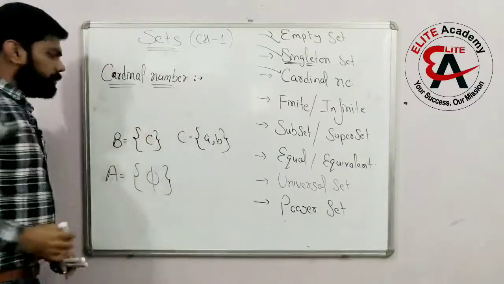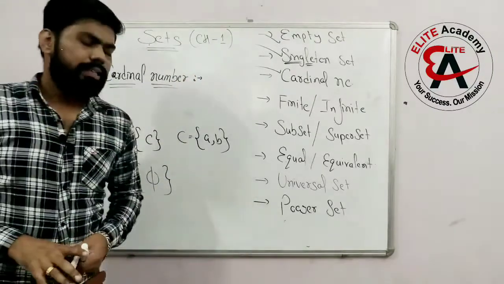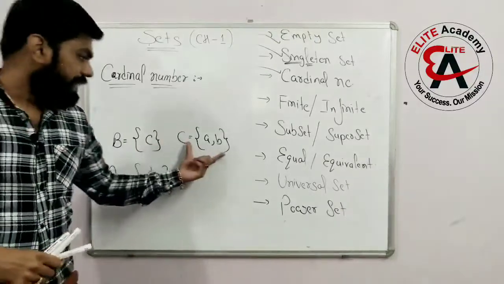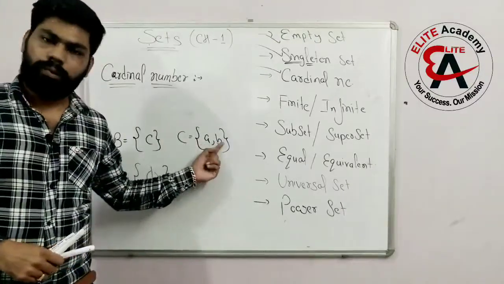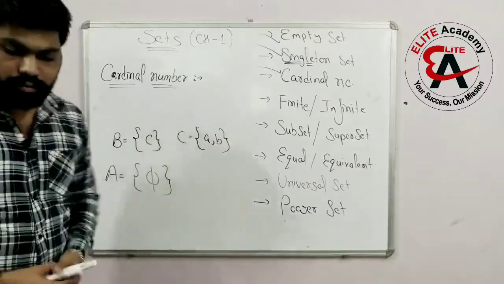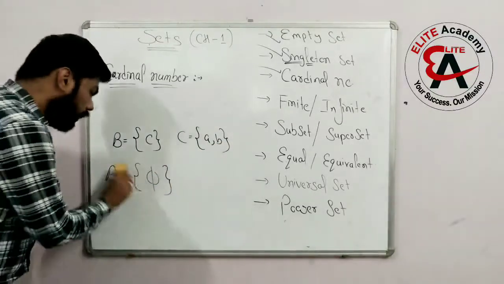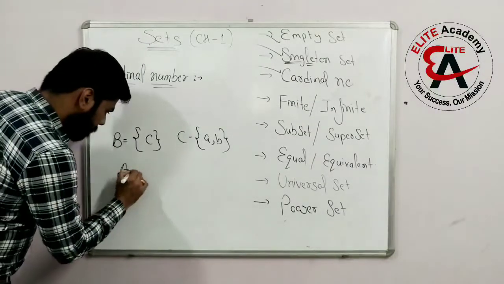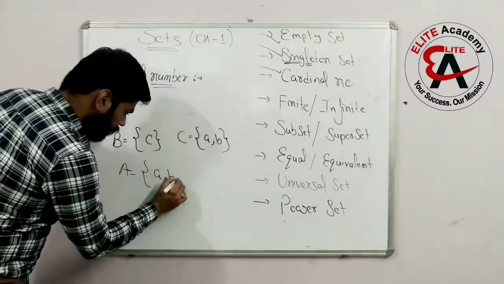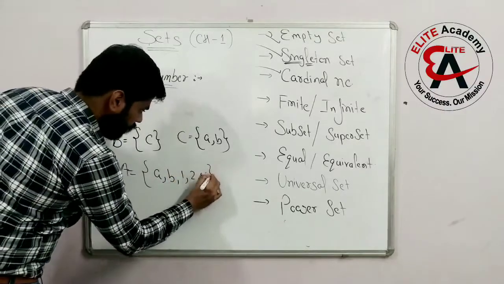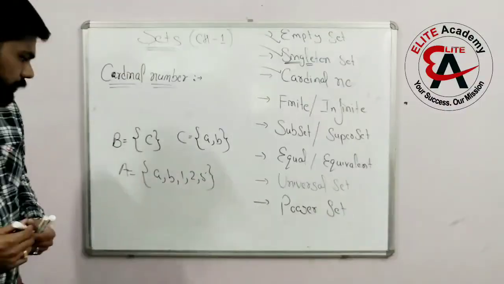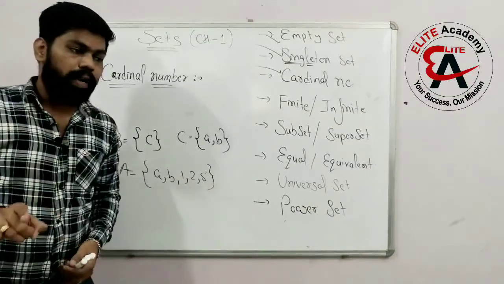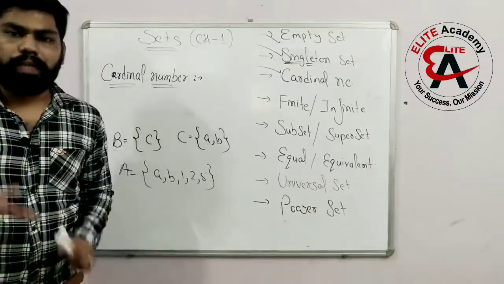What is cardinal number? It is simply the number of elements. For example, C contains how many elements? 2 elements. B contains how many elements? 1 element. A contains, let's say, A, B, 1, 2, 5. How many elements? 5 elements: 1, 2, 3, 4 and 5. So the number of elements is the cardinal number of that particular set.